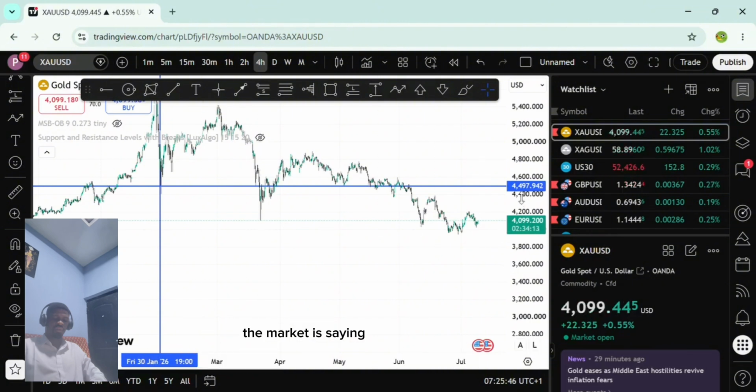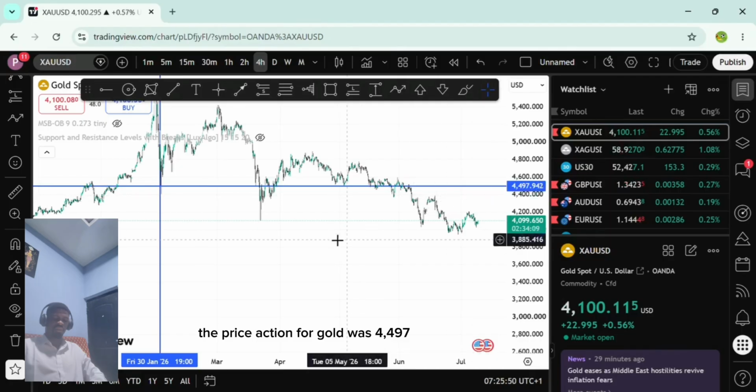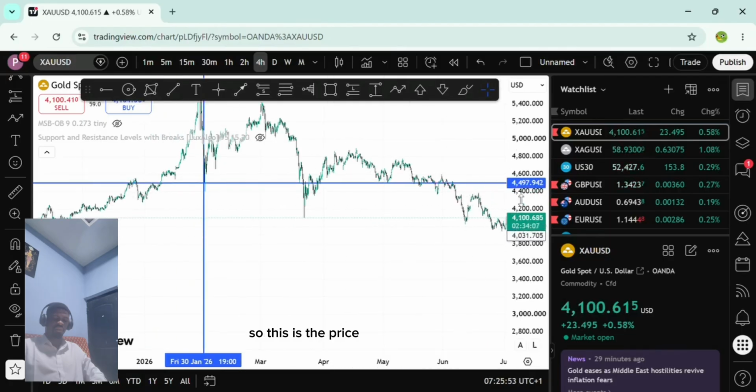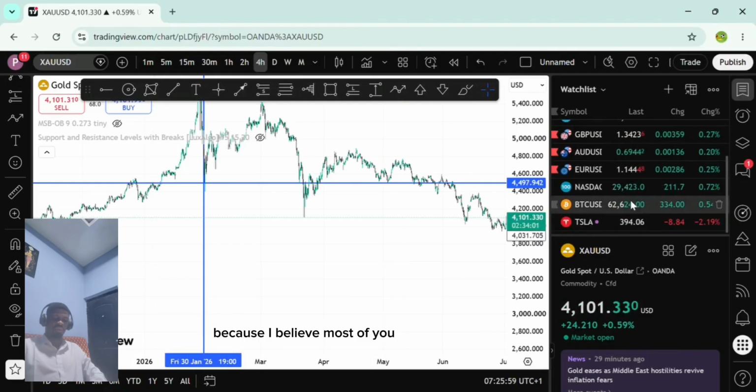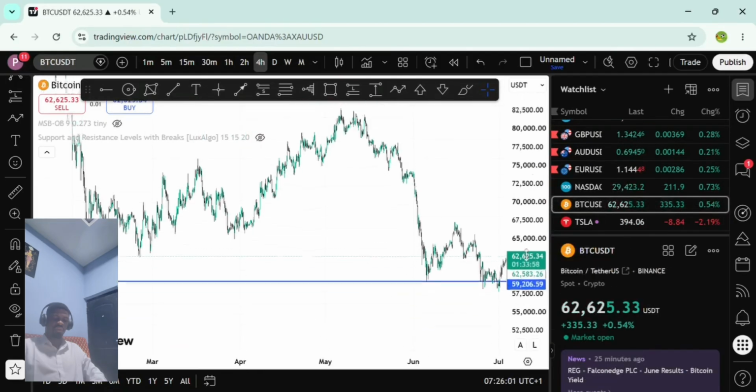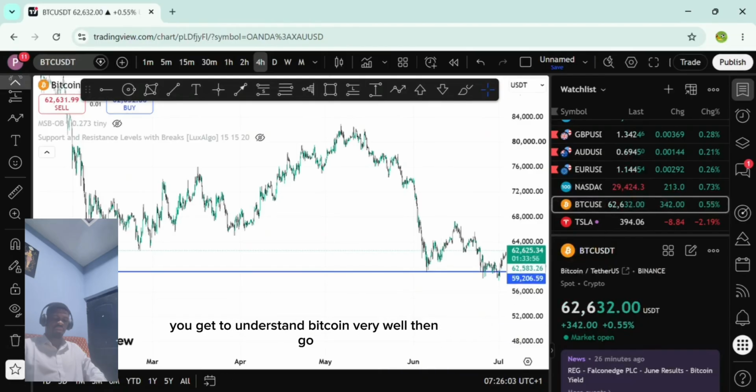The market is saying the price action for gold was 4,497. So this is the price. This side is the price, while here is the date. Let me take you to Bitcoin, because I believe most of you will understand Bitcoin better than gold.